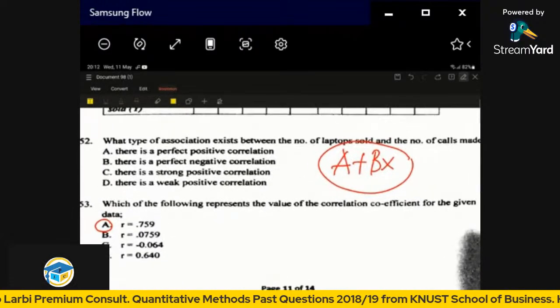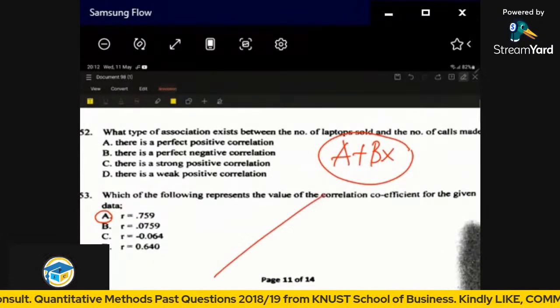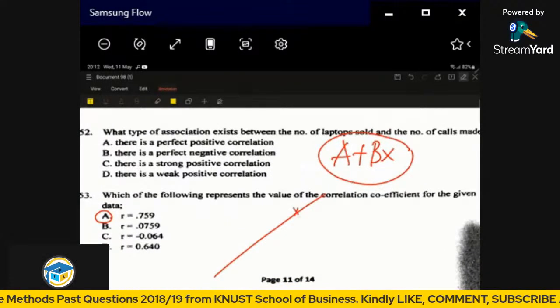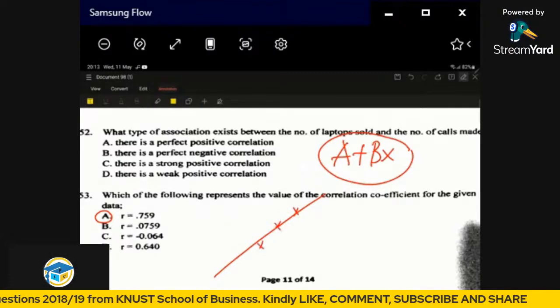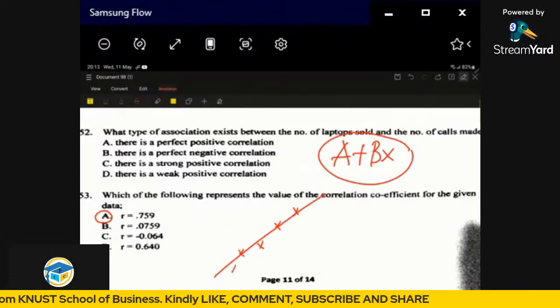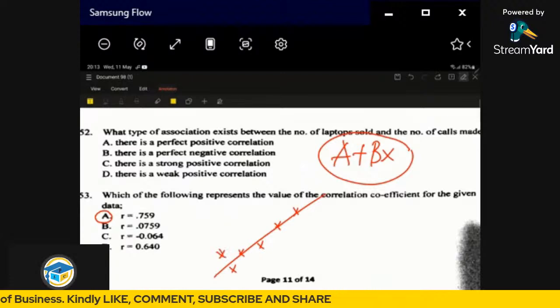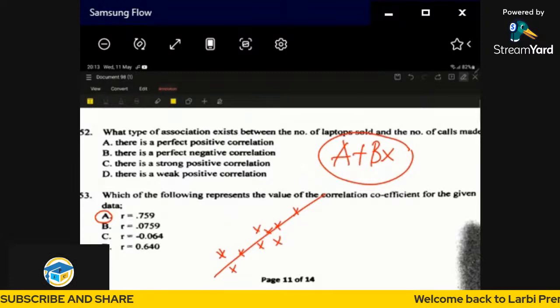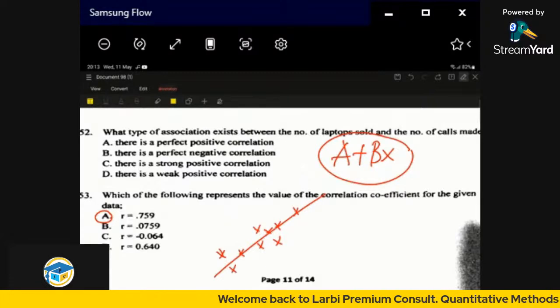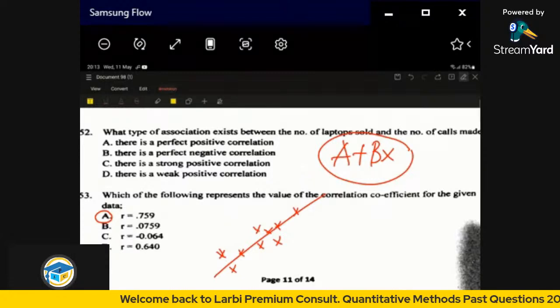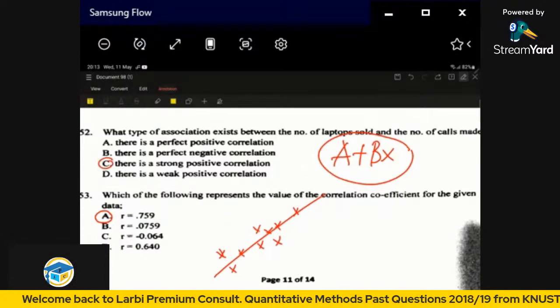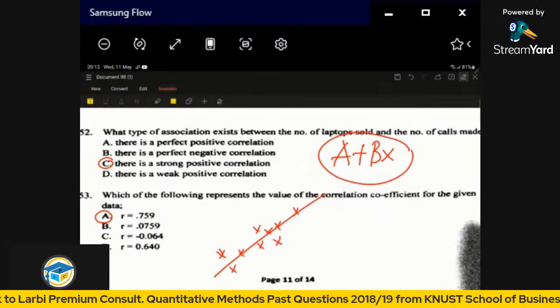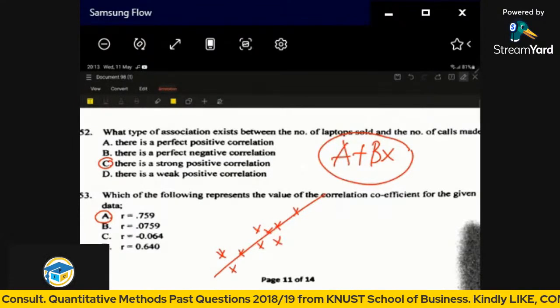So it could be something like this. The line goes something like this, and then let's say you have your values something like this. In that case, they will be closer to the line. Is that the case? That becomes what we call your strong positive correlation. So let's be guided about that. Here we can see that option C is the right answer to question 52.